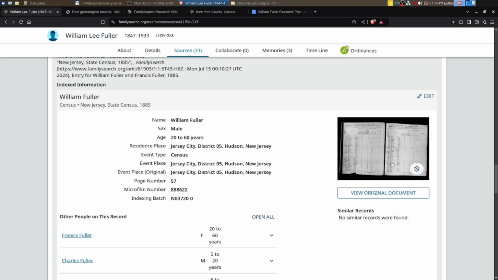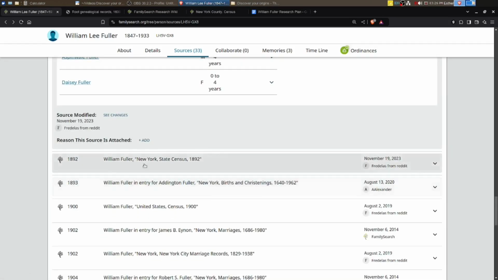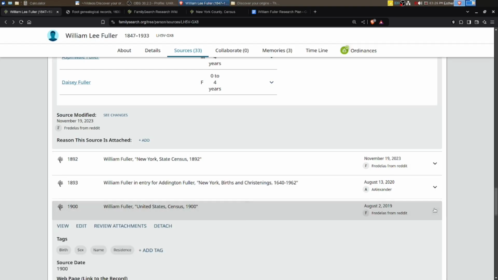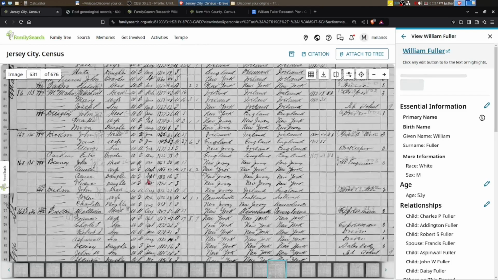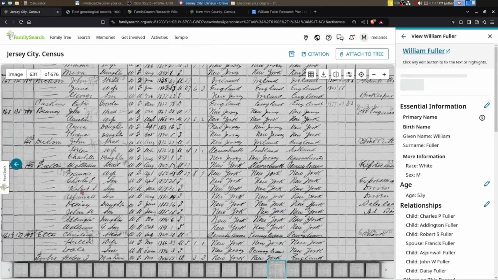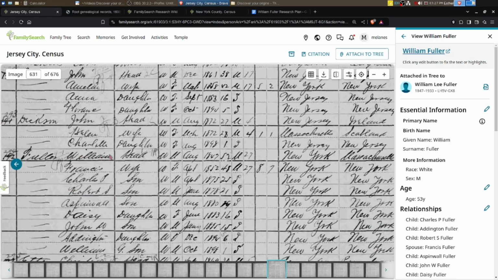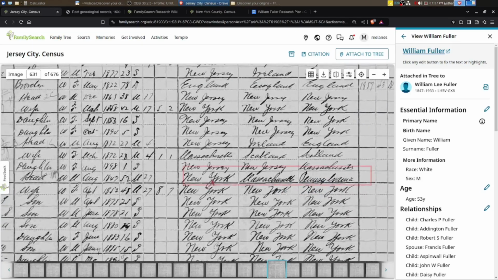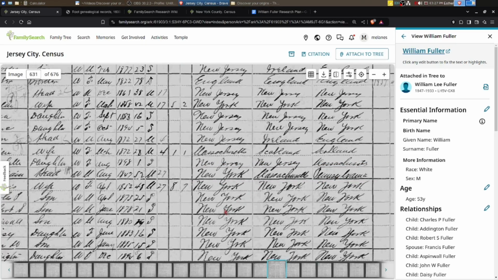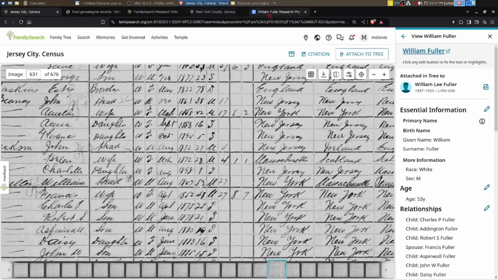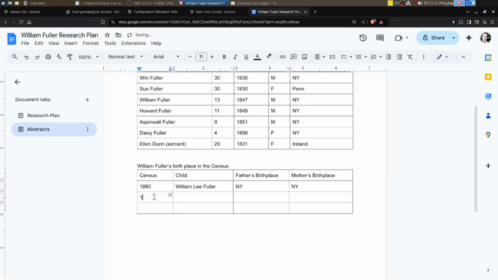So that just looks like it's a count, so that won't help us. But here he is in the 1900 census. So let's look at that. All right, so here's William Fuller again. 1847. Right? And it says he was born in New York and his father in Massachusetts and his mother in Pennsylvania. Okay, so we now have a conflict, but that's all right. We'll just keep going. So we'll say 1900.